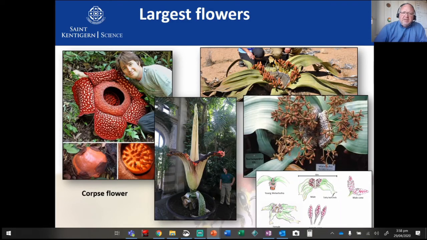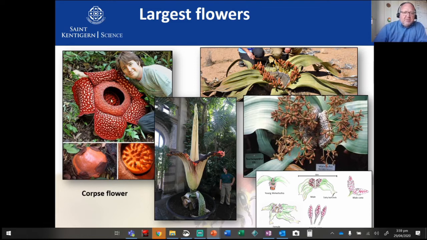Now, here are the largest flowers in the world. Let's start with this one. This one is called the corpse flower, like a dead body corpse. I believe it is from Indonesia or Malaysia. It is one of the biggest true flowers out there, and you can see the size. It's much bigger than a person's torso. But the interesting thing about it, it smells like rotting flesh. It smells like a decaying body. That's why it's called the corpse flower.